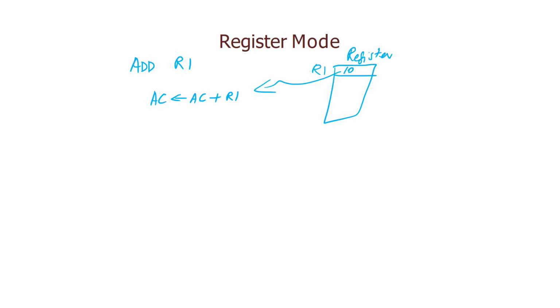This means that if I want to do add R1, this means that I want to add this R1 value into the accumulator. This R1 was somewhere here in the registers. This value is directly sent to this using the register mode, and the accumulator value will get updated. Suppose the accumulator value was 20, my accumulator will be 30 after addition.